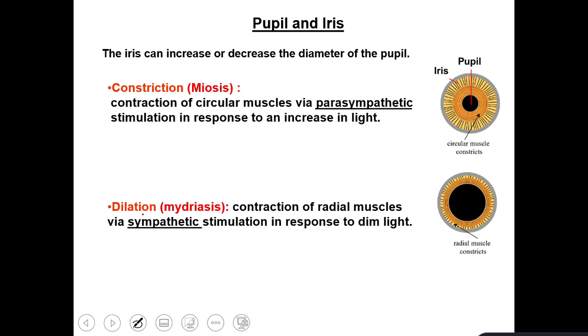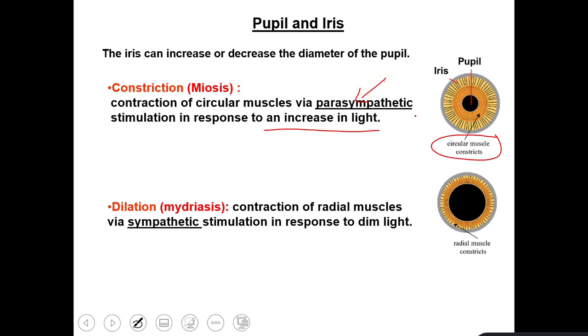The pupil is the opening in the iris, and the iris has two muscles. The circular muscle which is able to constrict the pupil of the eye in response to increasing light. And this is stimulated by the parasympathetic nervous system.